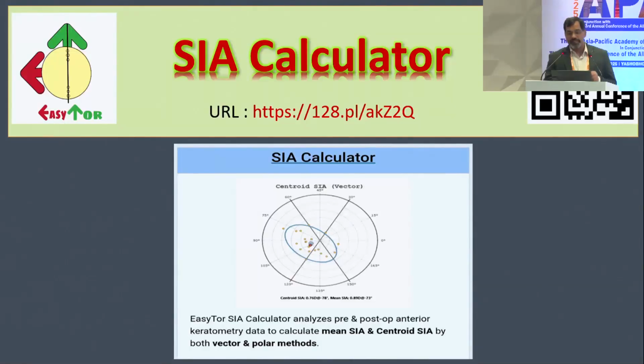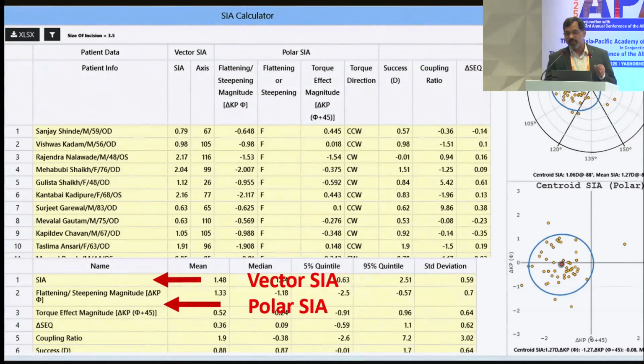So for calculation of SIA, we have developed this SIA calculator. You can access it by this QR code or by the URL. This calculator is based on both polar and vector methods. Those who want to do toric lens, on the upper part here the centroid SI is calculated the same as by the Dr. Warren Hill method. Centroid SI, you can use this for toric calculator, and the lower part is the polar method.